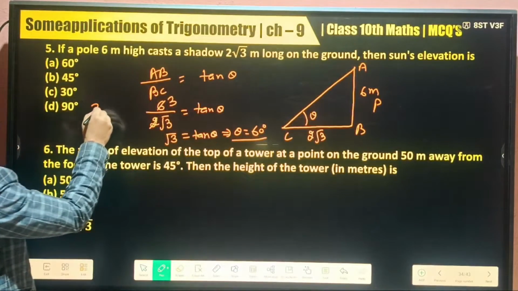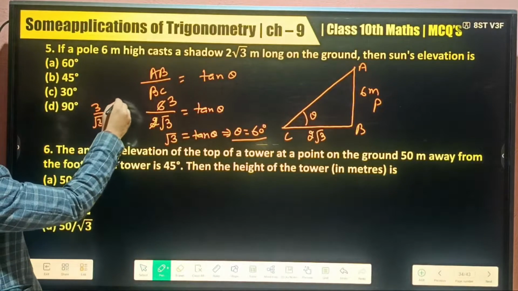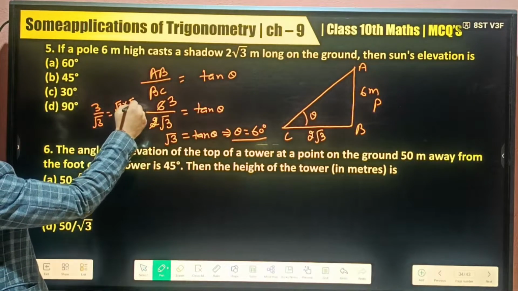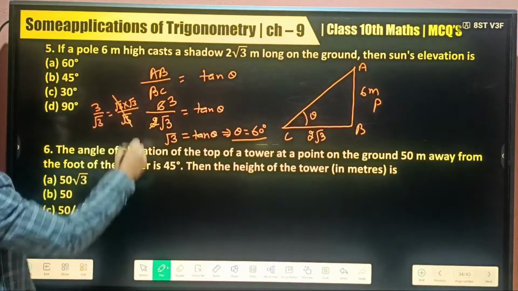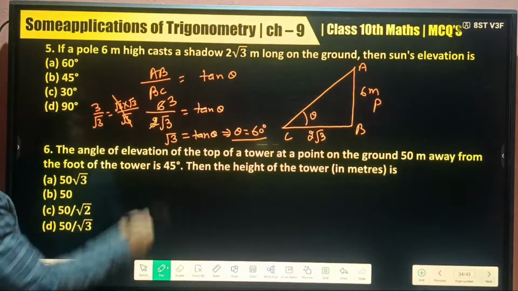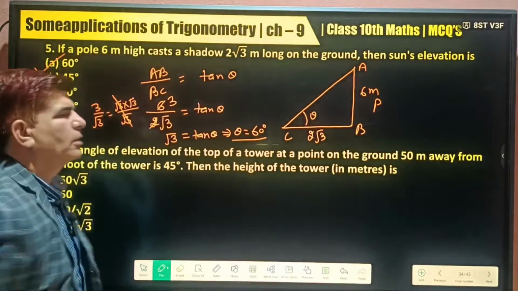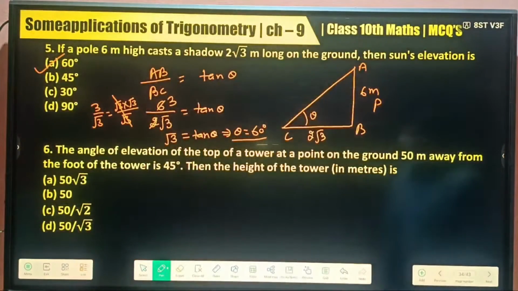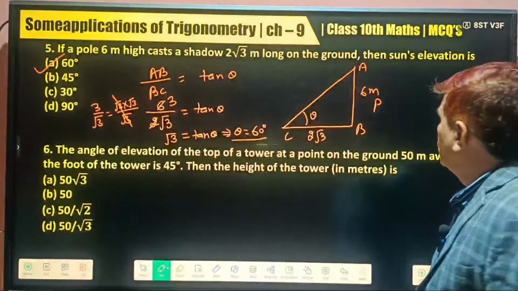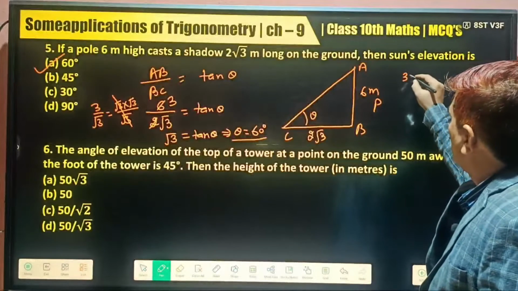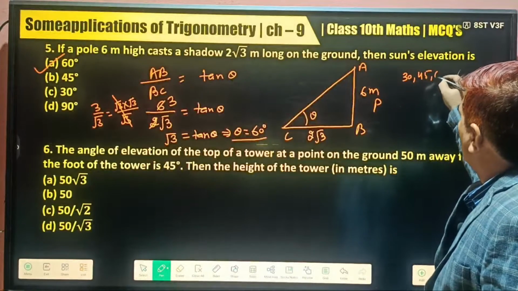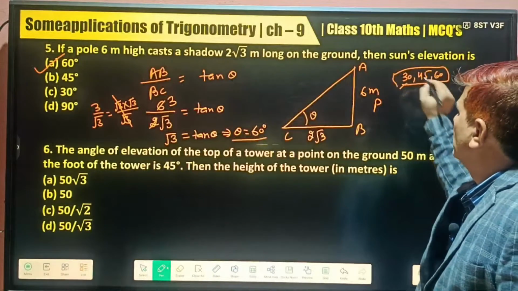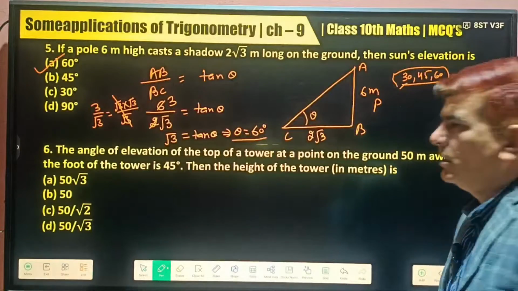How can 3 by under root 3 be simplified? We can write it like this: under root 3 into under root 3 by root 3, the root 3 cancels out. So what's your answer? A is your answer. All are very easy, and mainly using tangent theta. So you must know the value of tangent theta at 30 degree, 45 degree, 60 degree. Only these three.